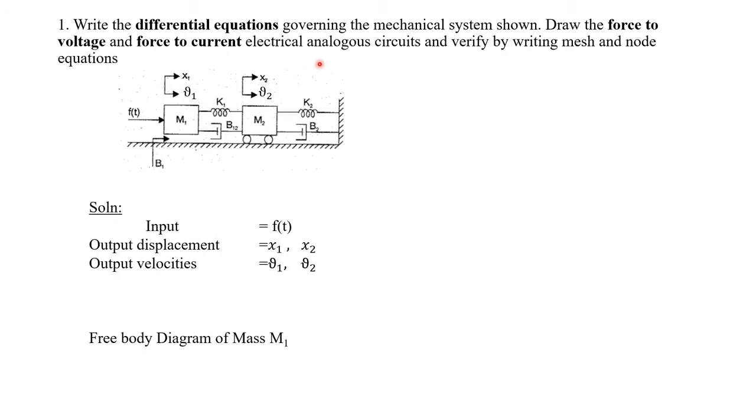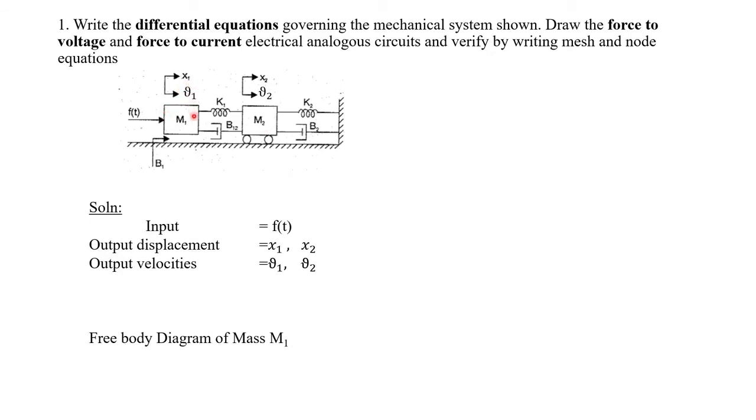Okay, so in that case also we have to find force to voltage as well as force to current electrical analogous circuits. The given system is a mechanical translational system because it uses the components of a mechanical translational system, that is M, B as well as K. Here we have two masses, that is reference element M1 as well as M2.